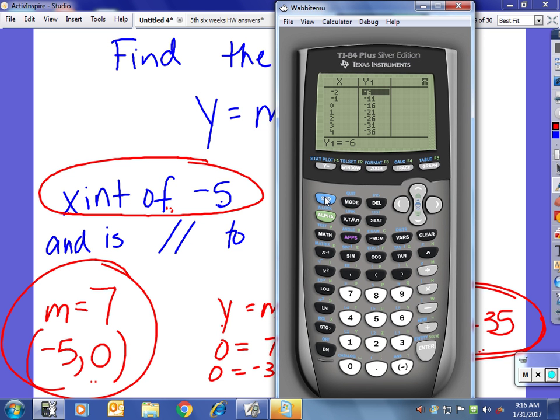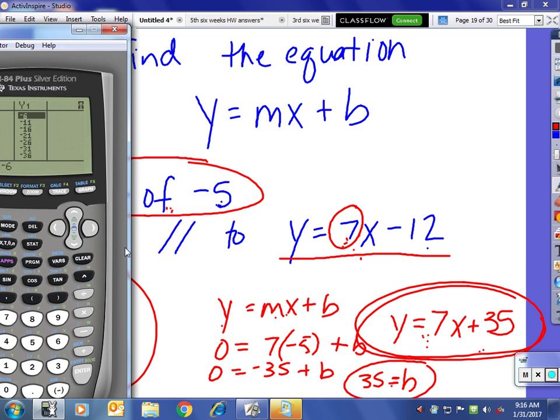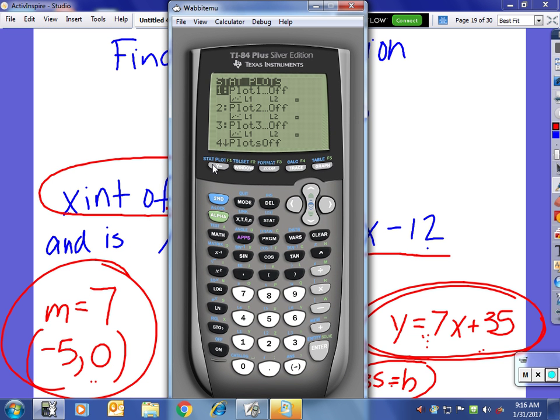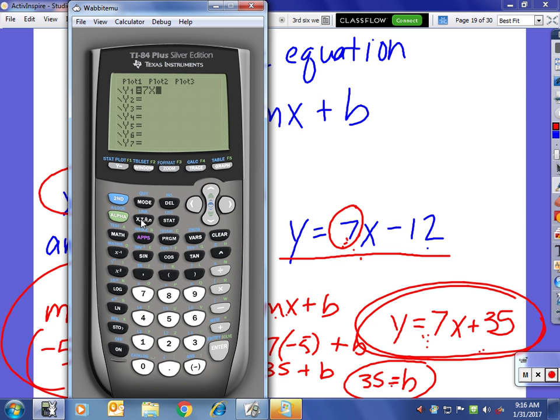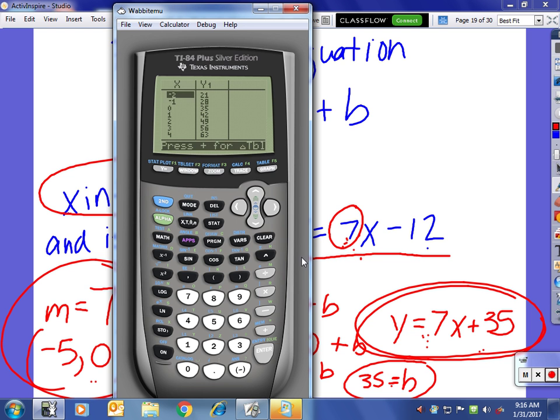Let's make sure it does. I can tell it's got the same slope as the line I was given. What I can't tell is if I have the right point, the right x-intercept. So I'm going to put my answer into y equals 7x plus 35, and I'm going to look at the t-chart. I'm looking for the point negative 5, 0. Is it there? Yes.